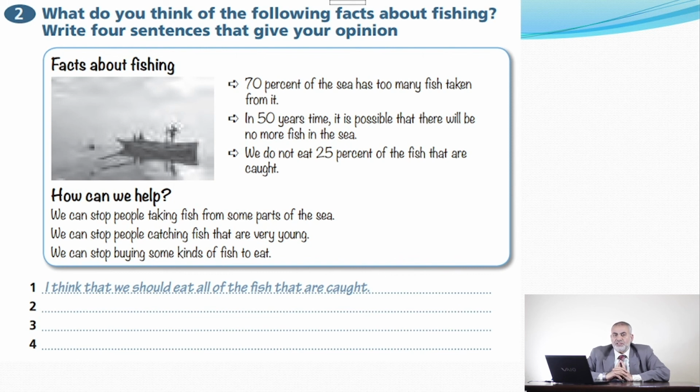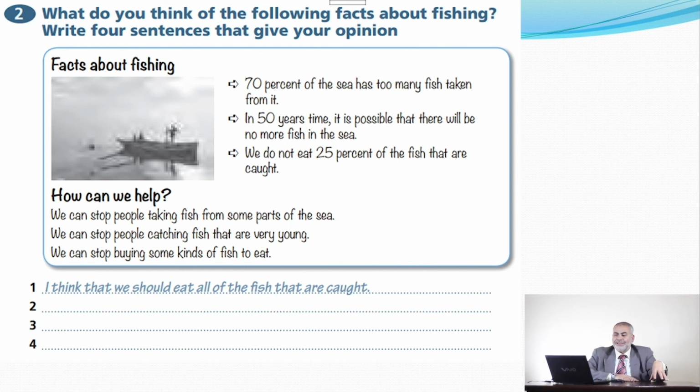We don't eat 25% of the fish that are caught. يعني ربع السمك اللي بيصطاد لا نأكل بيبوظ مثلا. How can we help? We can stop people taking fish. إزاي نساعد في المشاكل دي؟ نوقف الناس. Stop people taking fish from some parts of the sea. بعض الأماكن نمنع فيها الصيد.